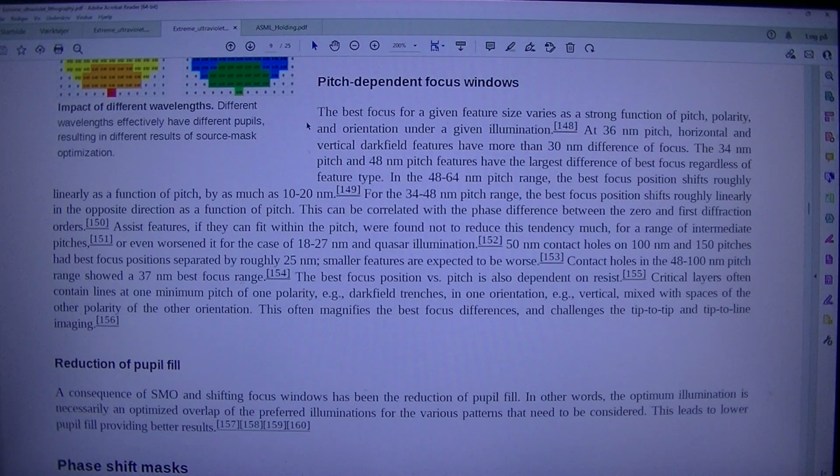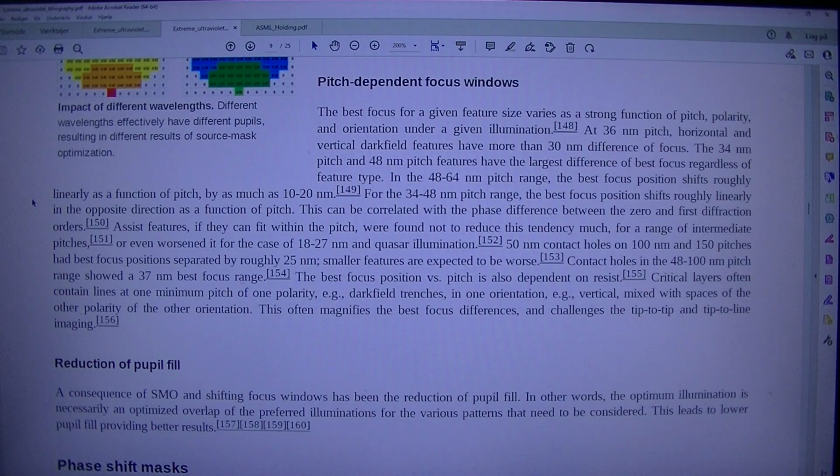148. At 36 nm pitch, horizontal and vertical dark field features have more than 30 nm difference of focus. The 34 nm pitch and 48 nm pitch features have the largest difference of best focus regardless of feature type. In the 48 to 64 nm pitch range, the best focus position shifts roughly linearly as a function of pitch, by as much as 10 to 20 nm.